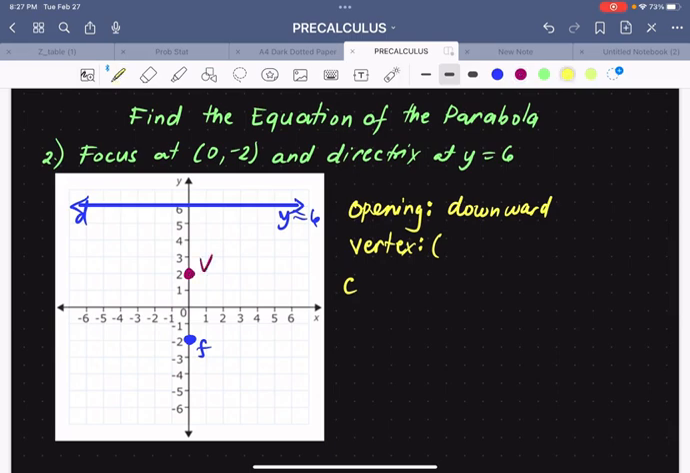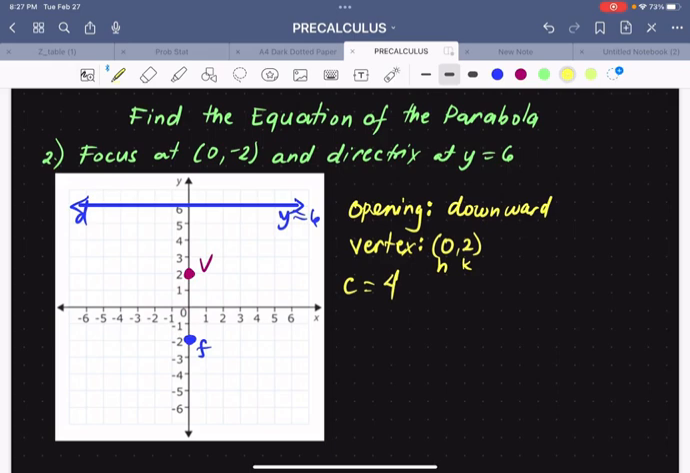Okay. So what is the ordered pair of the vertex? 0, 2. So that is our h, k. And how about the value of c? The value of c is the focal length, that is the distance of the focus to the vertex. So how many units? 1, 2, 3, 4. So the value of c is 4.